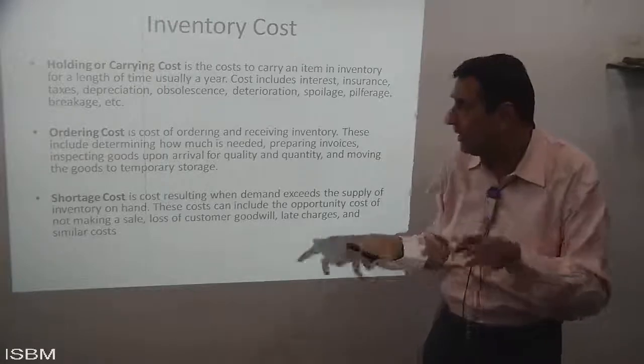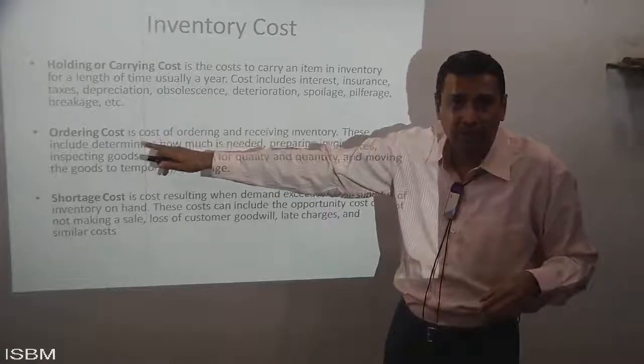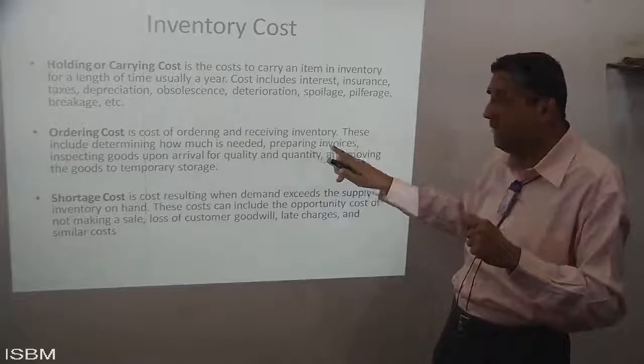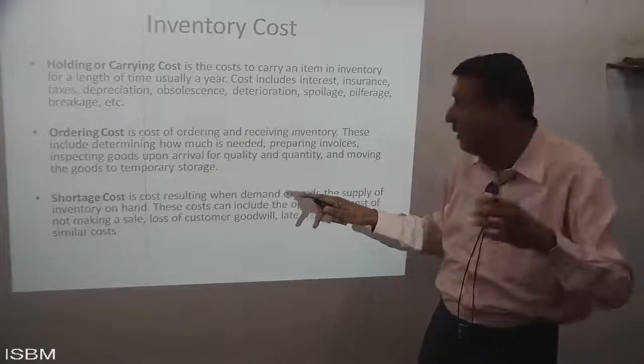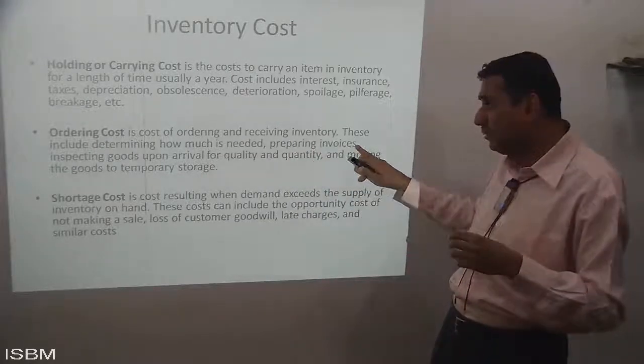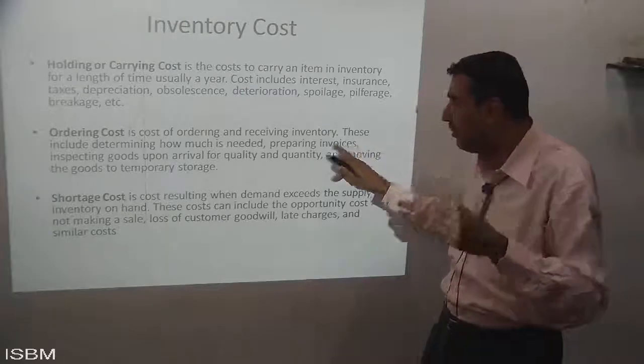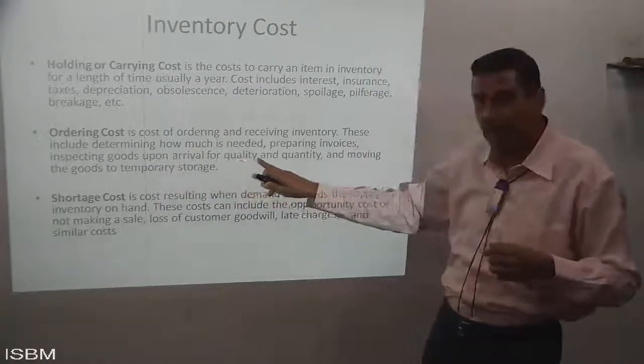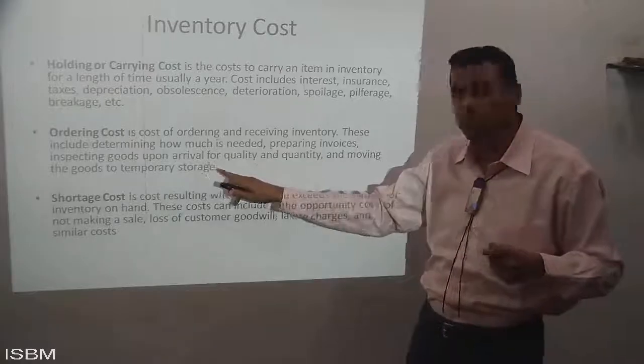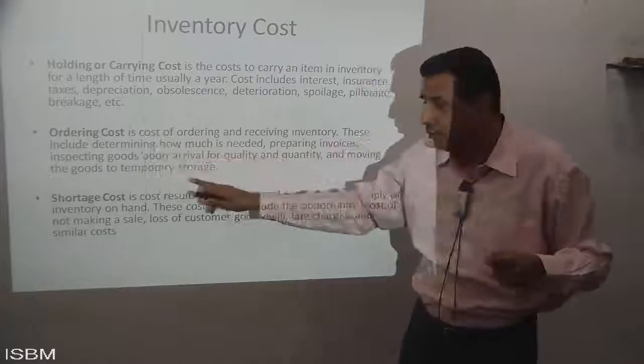So you are incurring a cost. That's why it is related to ordering cost. So ordering cost involves preparing the invoice. A lot of documentation is involved because it involves generation of invoices, inspection of goods upon arrival for quality and quantity, and moving the goods to temporary storage. So all this is related to ordering cost.